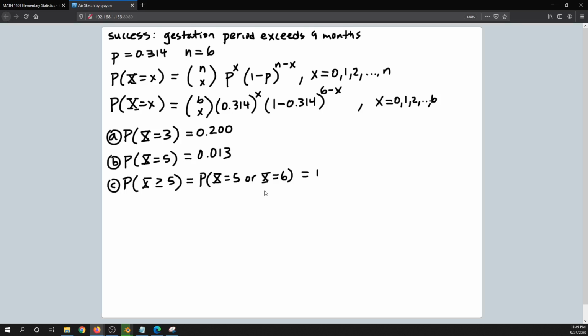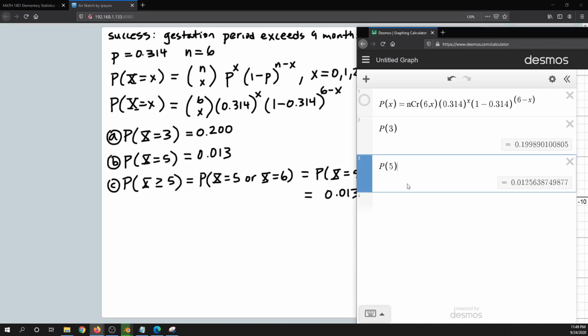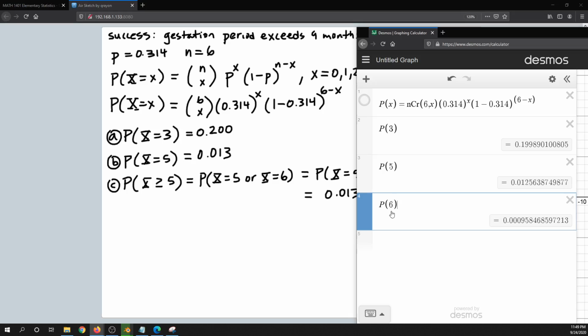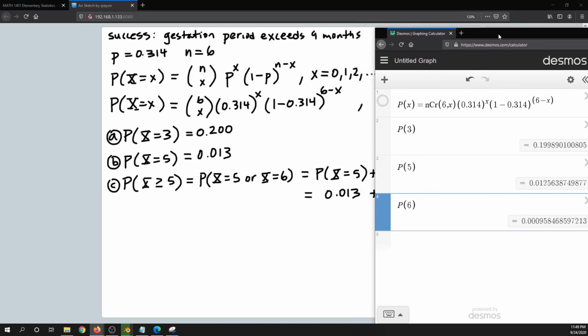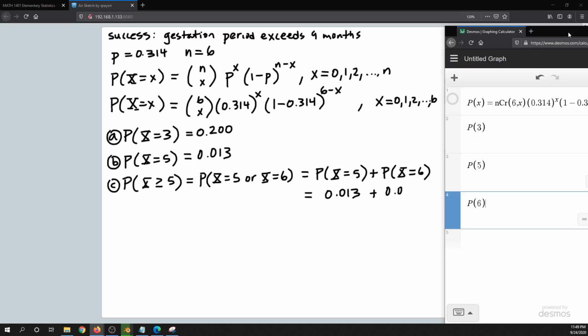So that means I can use the special addition rule that says all I've got to do is add these two events together, like so. We already found that the probability of x equals 5 is 0.013. And the probability that x equals 6, I can find that. Again, if you have it punched in like I do, it's easy to find. I get here P of 6 is this very, very small number, 0.001 to 3 decimal places. So that comes out to be 0.014.